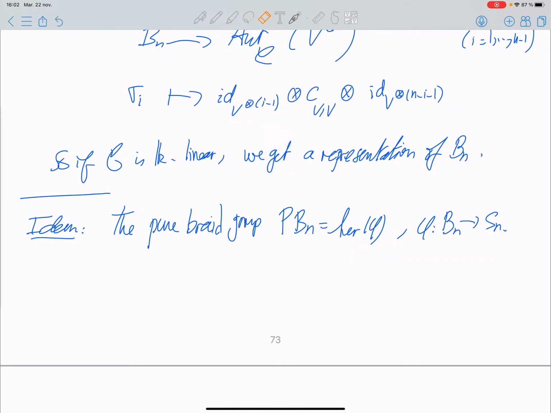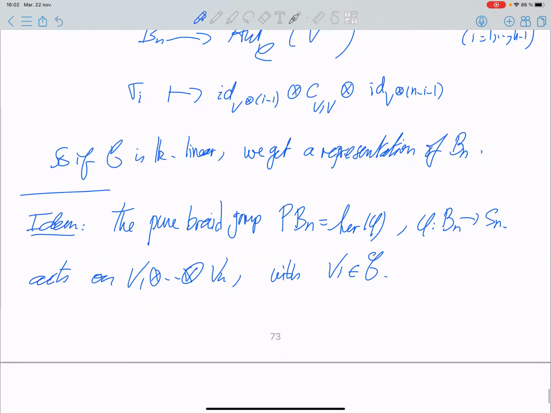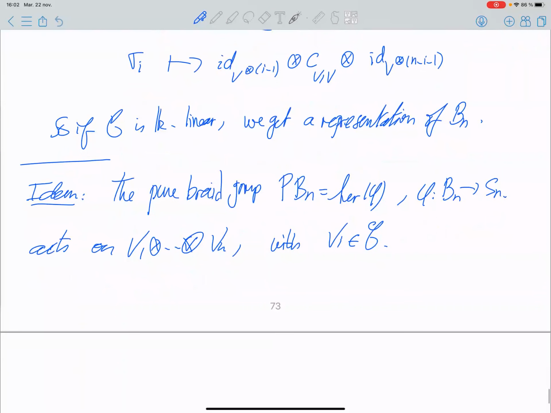So the pure braid group acts on V1 tensor ... tensor Vn, with i in C. Here you need pure braids. If V1 equals V2 equals Vn, you can have any braid, but if they are different, you need the braid to come back to the same point to really act on this object. Okay.